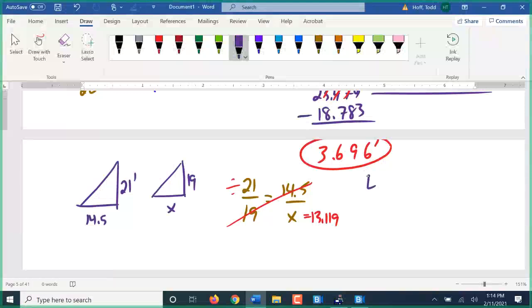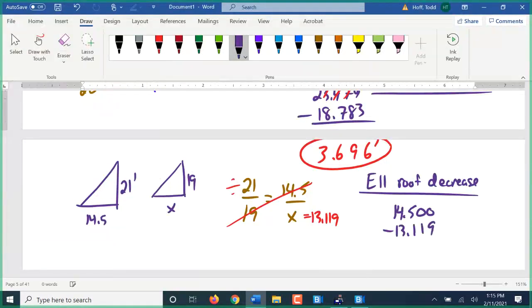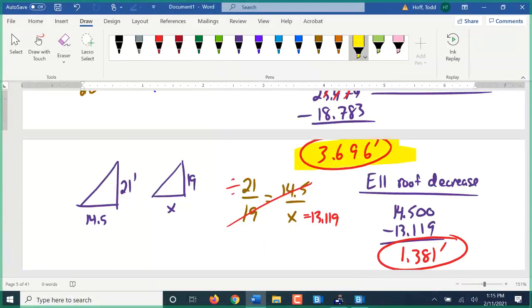So the L roof decrease will be the 14.5 minus the 13.119, giving us 1.381 feet. Again, I trust you can turn that into feet, inches, and sixteenths. So there would be our two answers. 3.696 feet would be the decrease from one jack to the next on the main roof side, and 1.381 feet is the decrease from one jack to the next on the L roof side.